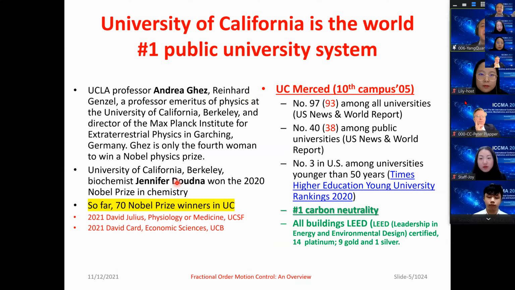Our university started in 2005. Just for your information, we got 2 Nobel Prizes in the UC system again this year, and 2 last year. So far, we've got 70 total. Our ranking among public universities is number 38 this year. Last year was 40. And our ranking overall in the US is number 93. Last year was 97. We're already a top 100 university in the United States. If you check all the younger universities, we're number 3. I'm going to mention carbon neutrality again later and give you an update about our campus.